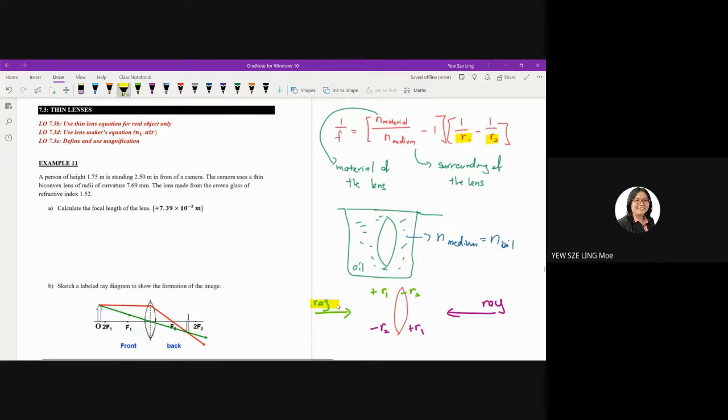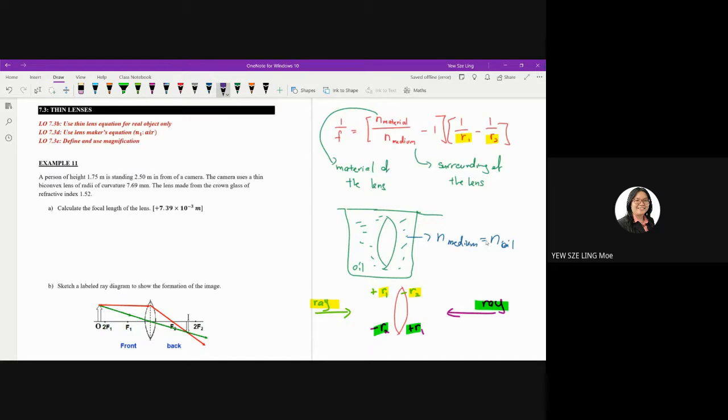If it is the left-hand side, then the left-hand surface is R1, the right-hand surface is R2. If you're assuming your object is located on the right-hand side, then the right surface would be acting as R1 and the left surface will be acting as R2. But does it matter where you put the object? Will it change our final answer? The answer is no. It doesn't matter where you put it. You're still going to get the same F, the same focal length, the same final answer. The only thing that changes is R1 and R2.